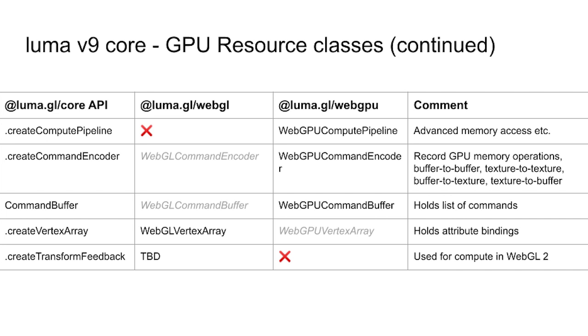How do we do compute? There's a command encoder that allows you to do things like copy buffer to buffer, texture to texture, and so on. And there's a vertex array to store all your binary columnar data for the render.